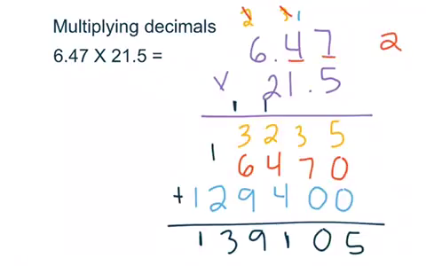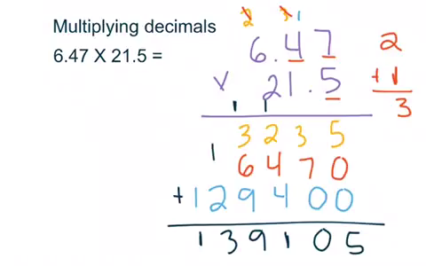Now I look at my bottom factor. Here's my decimal. I have 1 digit to the right. I add that together, and in total, in both of my factors, I have 3 digits to the right, meaning that I need my answer to be 10, 100, 1,000 times less than it is without the decimals. So I need to come down to my product and move my decimal.